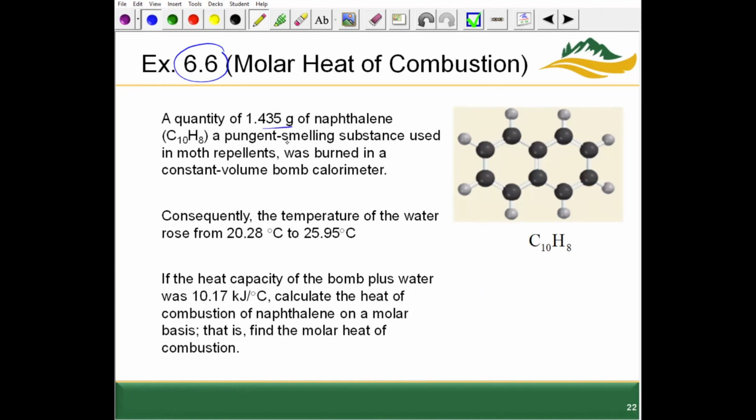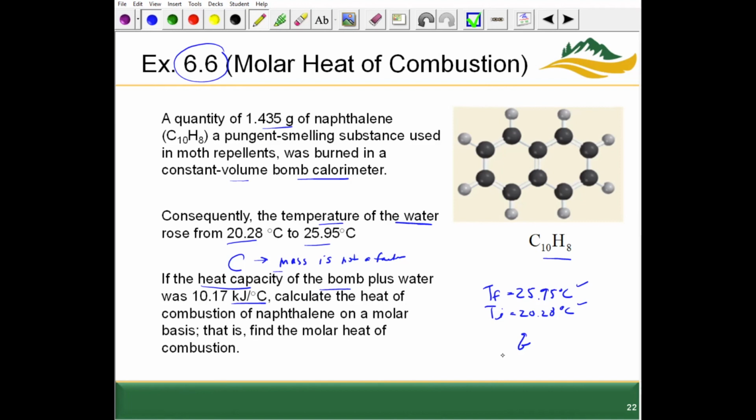So we have this many grams of naphthalene, and it's put into a constant volume bomb calorimeter. We have a temperature increase of the water, and we're told the water goes from 20.28 degrees C, so that's our initial temperature, to 25.95 degrees C. Now we have a heat capacity, not a specific heat capacity, just a capital C heat capacity in units of kilojoules per degree C. Remember, for a general heat capacity, mass is not a factor. So we have a heat capacity for the bomb calorimeter.